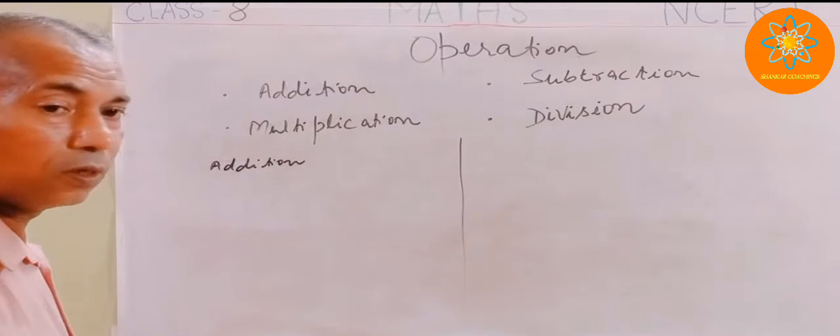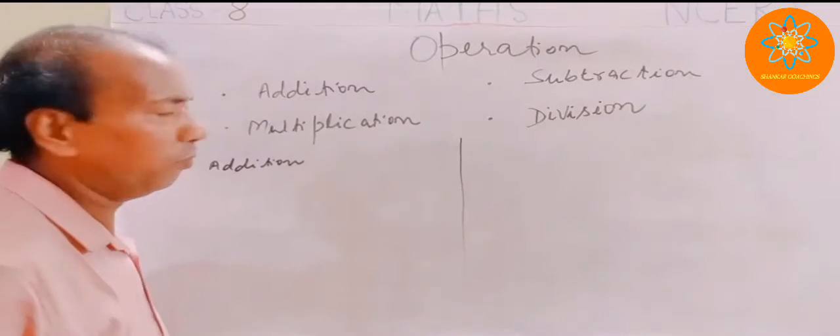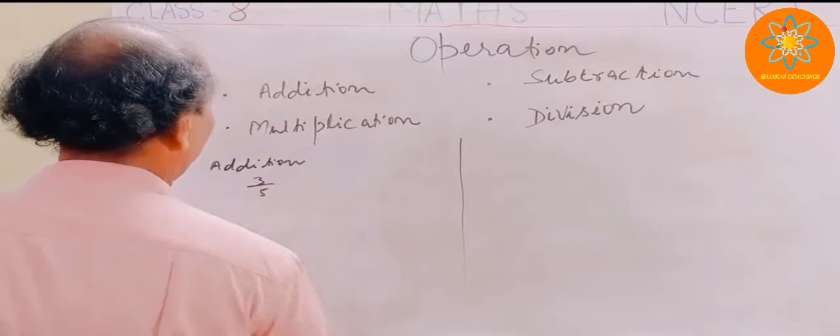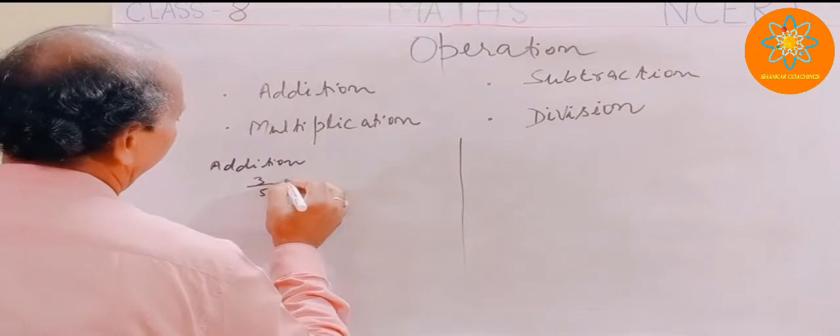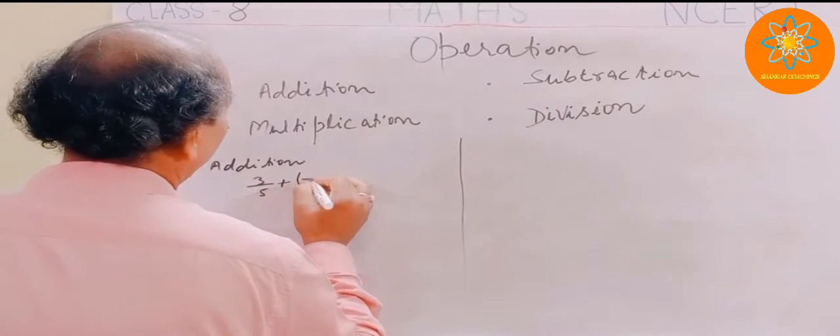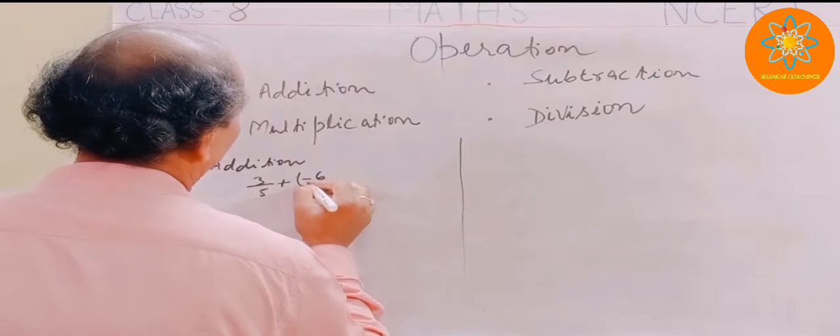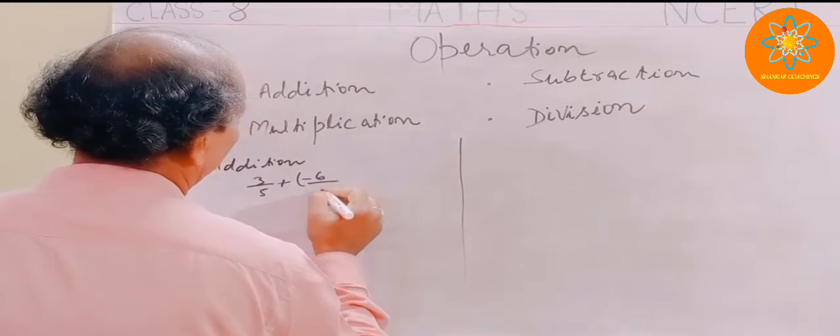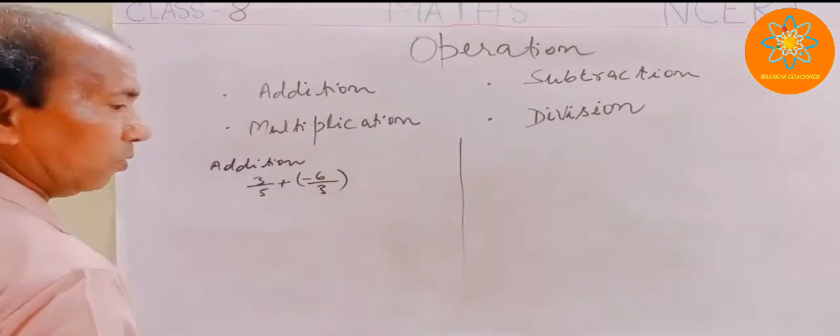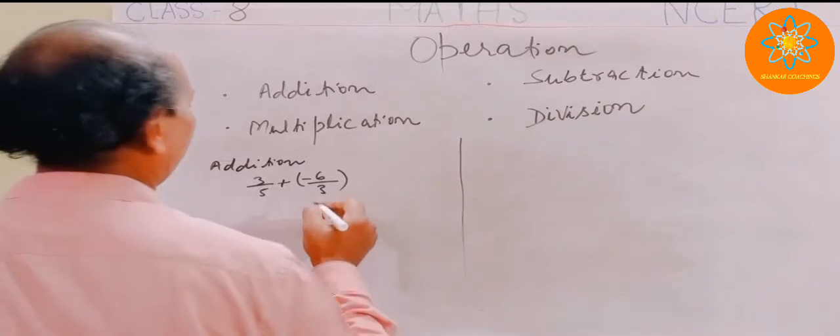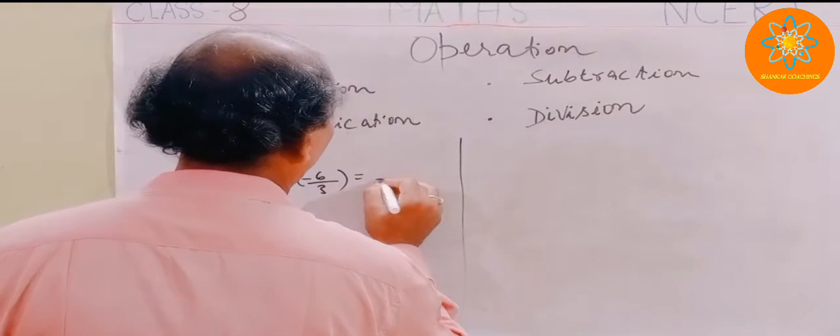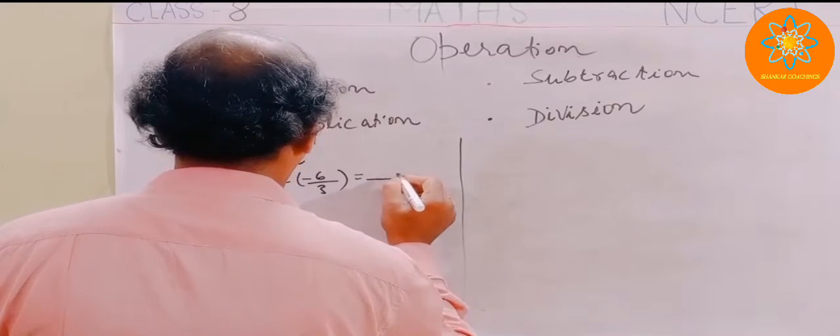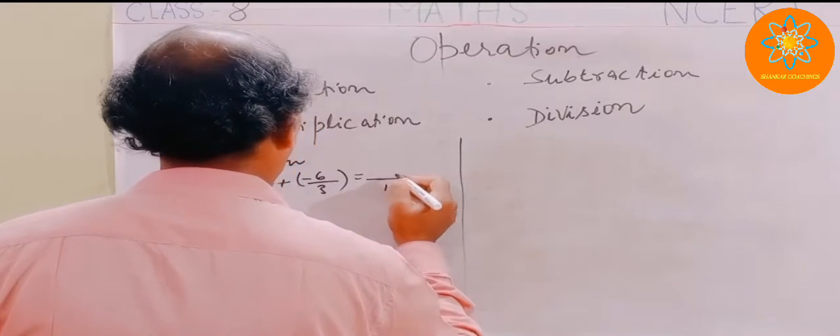Let's suppose we have two rational numbers and we want to add them. For example, 3 by 5, and we want to add minus 6 by 3. So how do we solve this one? We will take the LCM, that is nothing but 15.